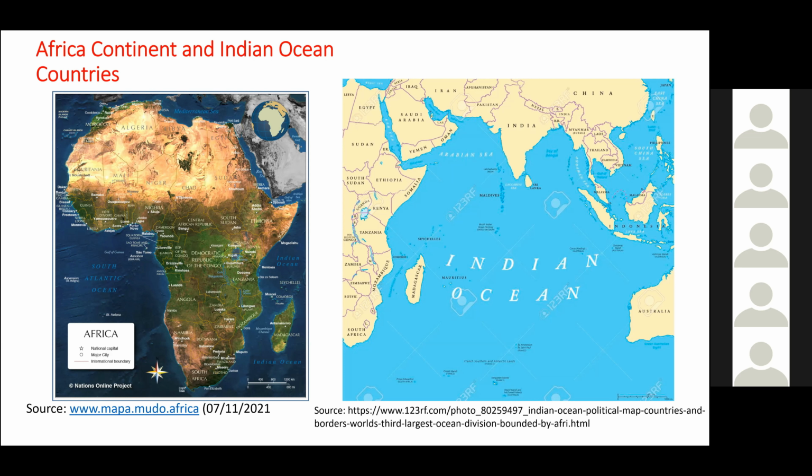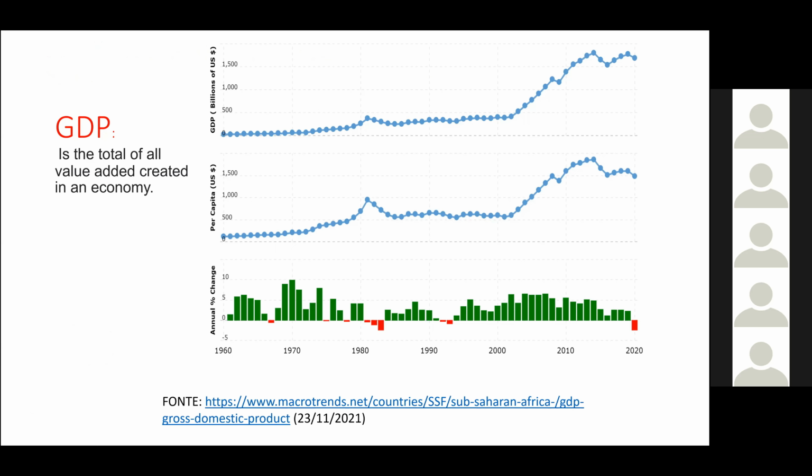I also put the references where I took this map. Then I put a question: why am I focusing on this? The objective is to understand the current situation of Africa. It's really important to know who we are in terms of resources and in terms of population.